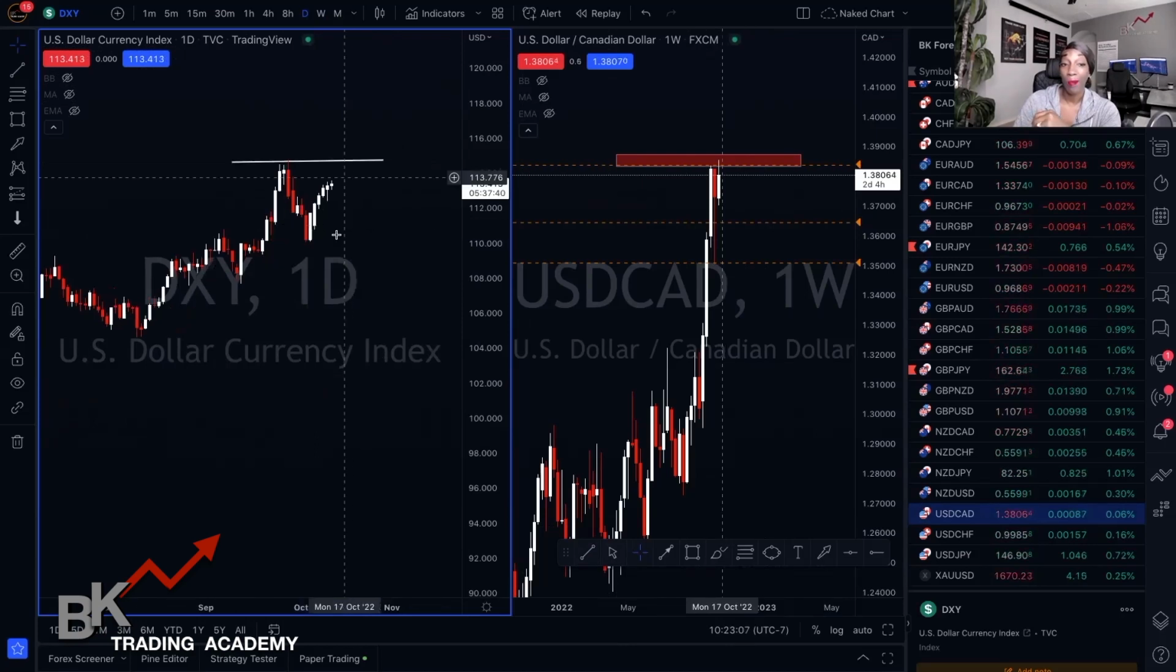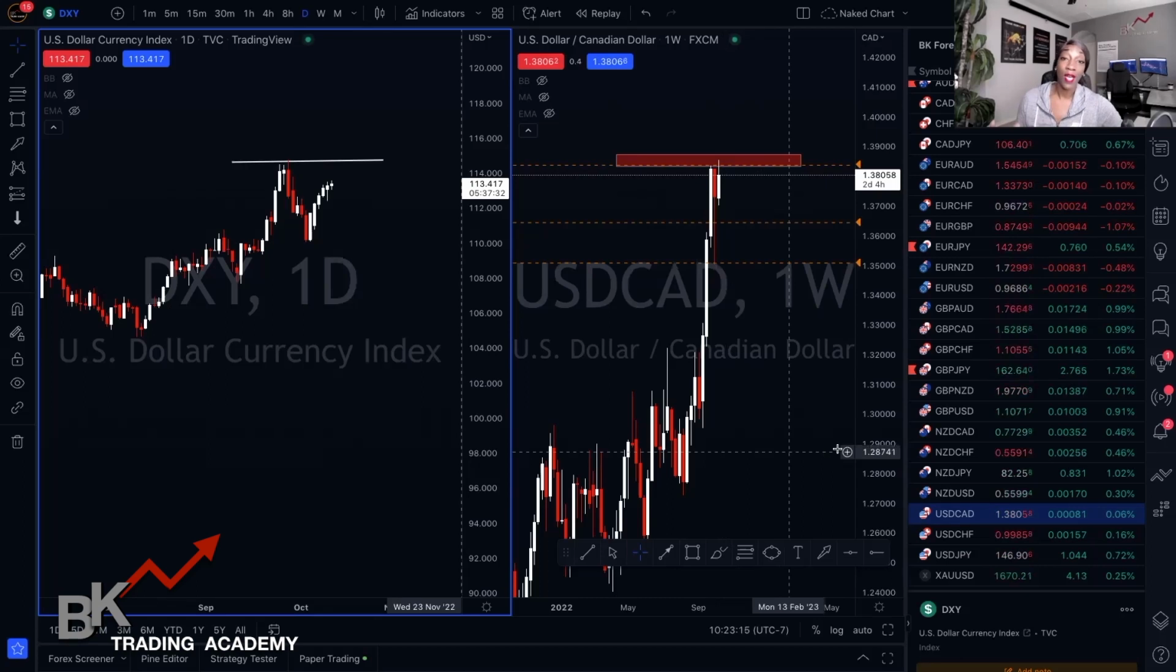But once we get a pullback and then we start to see more growth, I'm going to be looking for that same thing on these USD pairs because they move very similarly. So guys, that's how you can use the dollar index in your trading, and you can monitor the dollar index every single day. Let's just say you always trade USDCAD, that's the only pair you trade every day. Whatever the dollar index is doing is what USD is going to do compared to CAD.